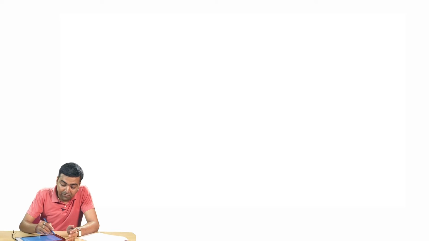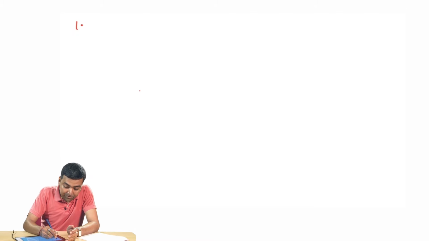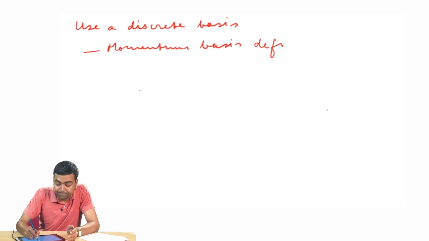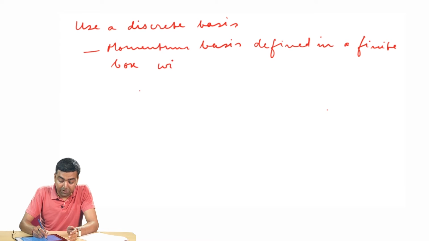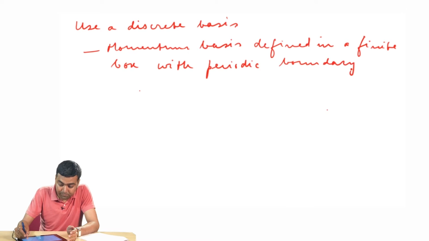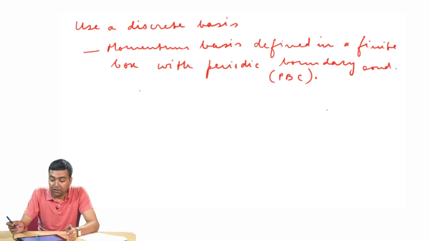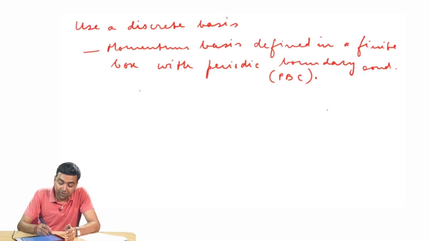So, what we will do is we will use a discrete basis, and our choice will be momentum basis defined in a finite box with periodic boundary condition. That is PBC. And so, what are the functional forms of this type of basis?